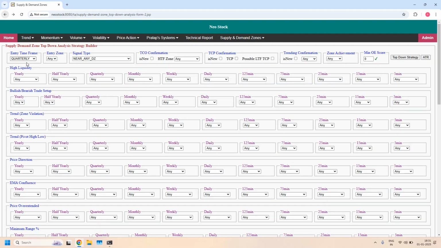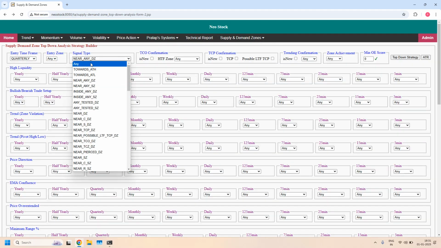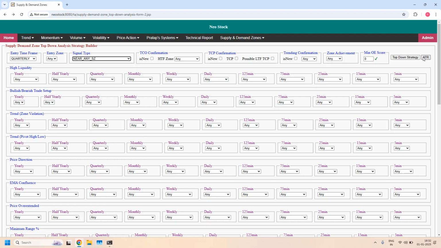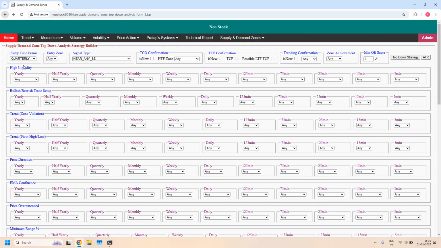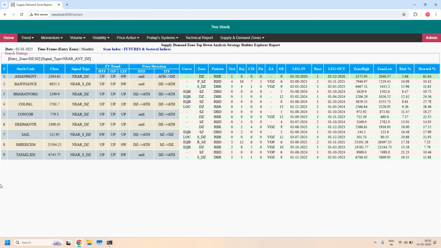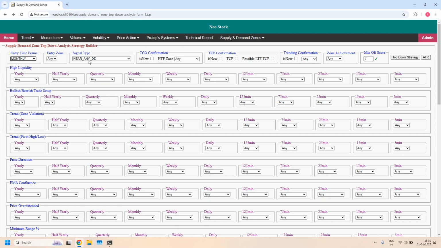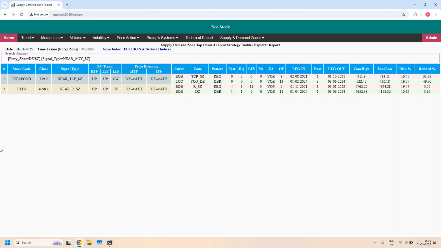Okay, next, quarterly time frame. Stocks near quarterly supply zone. Again 3 stocks are filtered. Next time frame is monthly. Stocks near monthly demand zone. 9 stocks are filtered. Next, monthly time frame. Stocks near monthly supply zone. 2 stocks are filtered.